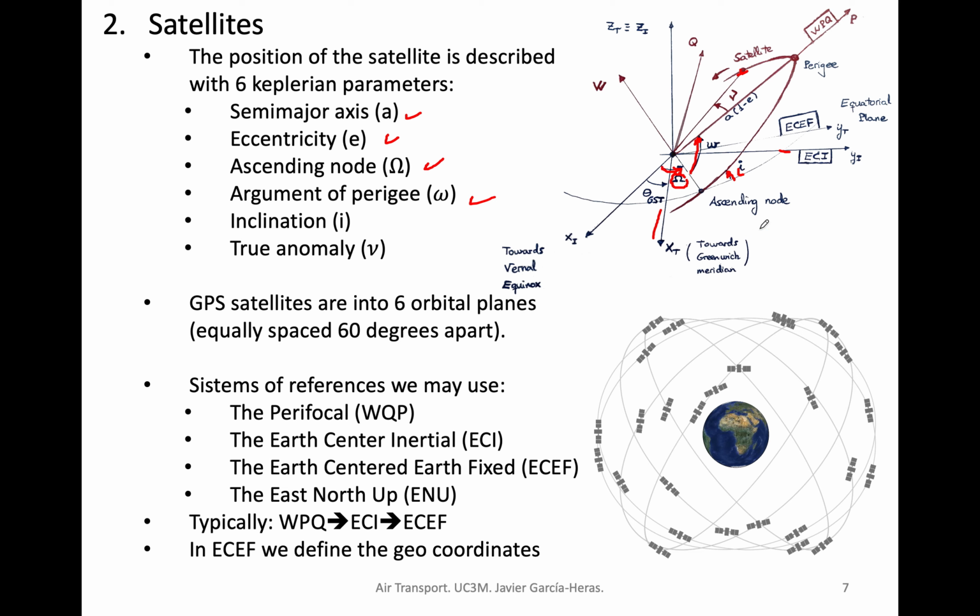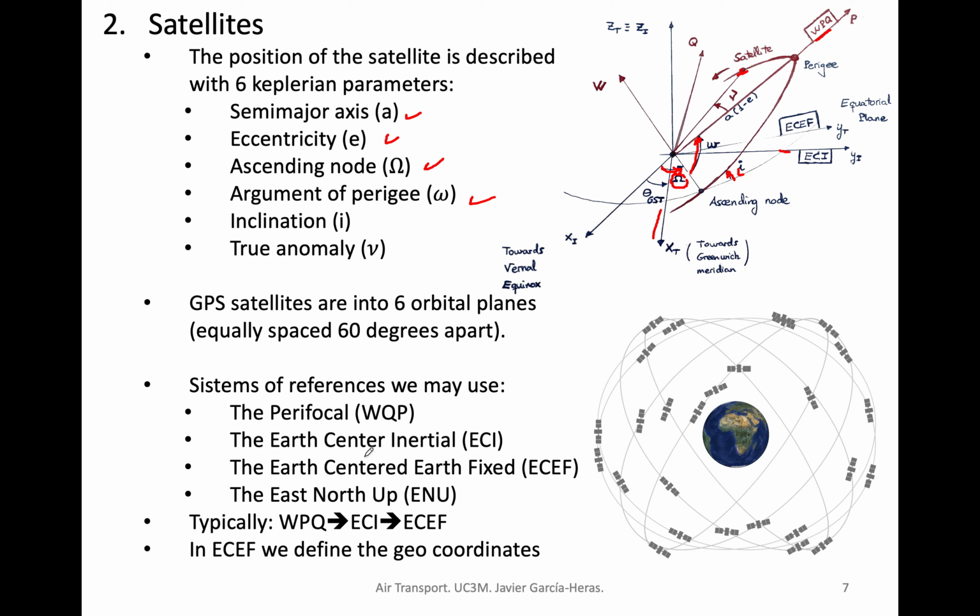And yes, as always, we can use many different reference systems. In the picture, we already saw a couple of them. In order to identify all of them, the first one is the perifocal, which is contained in the plane where the satellite is moving. This is the P, the Q is 90 degrees from it, and the W is perpendicular to the PQ plane.